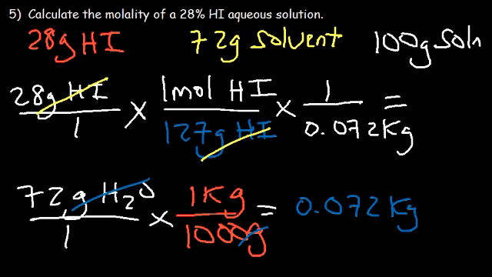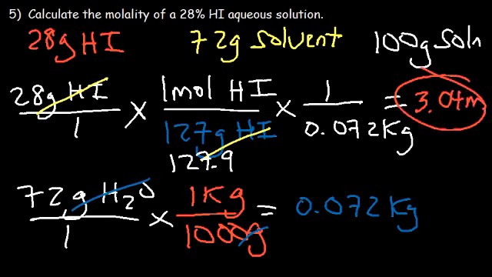So it's just 28 divided by, this should be 127.9, because iodine is 126.9 plus 1. I forgot the 0.9 part. So 28 divided by 127.9, which is 0.2189, take that number, divided by 0.072 kilograms. And now you should have the molality, which is 3.04 lowercase m. So that's how you can calculate the molality of the solution if you're given the mass percent.